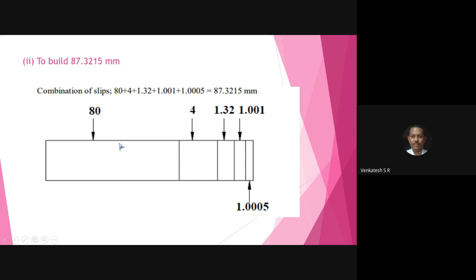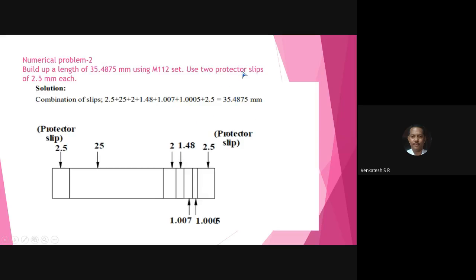How do you set the slip gauges? That's very important. Now observe here, the combination of slip gauges. Start from right to left: 1.005, 1.001, 1.32, 4 and 80. If you combine all the slip gauges, you will get the dimension 87.3215 millimeter. Like this, you can build the slip gauges using the M112 or M87 set of slip gauge blocks.